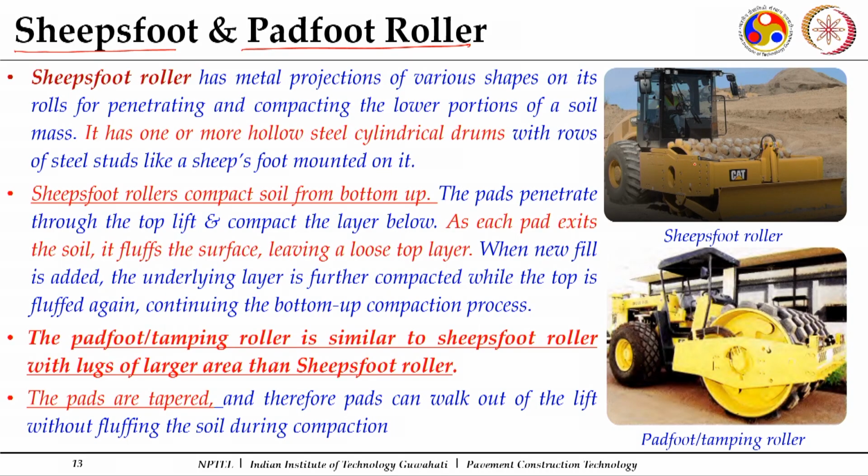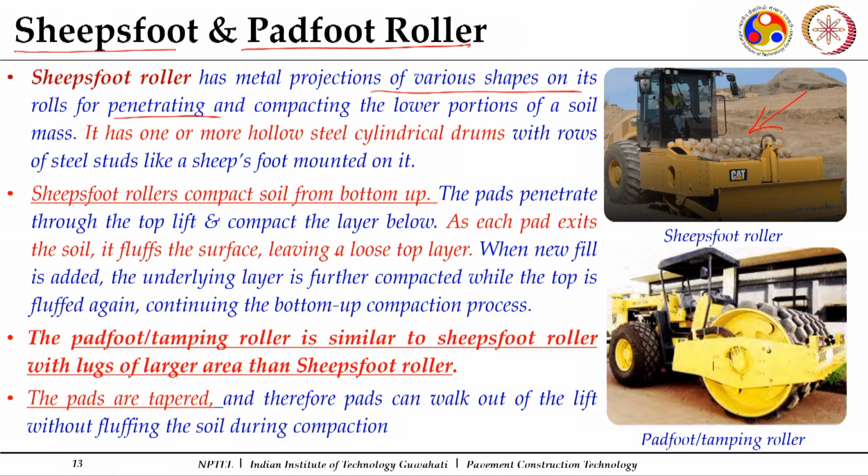The name comes because the projections on the front drum resemble a sheep's foot. Specifically, a sheep's foot roller has metal projections of various shapes, typically cylindrical or circular. These projections penetrate and compact the lower portion of the soil. When it penetrates and goes down, it compacts the lower portion of the soil.